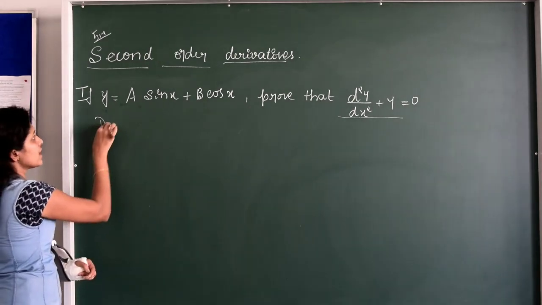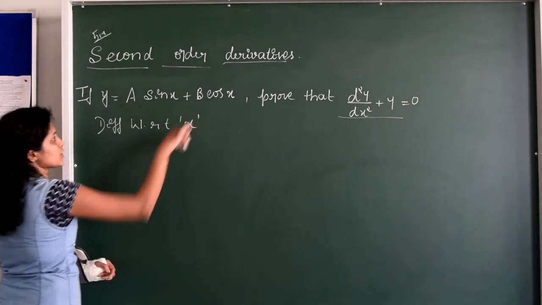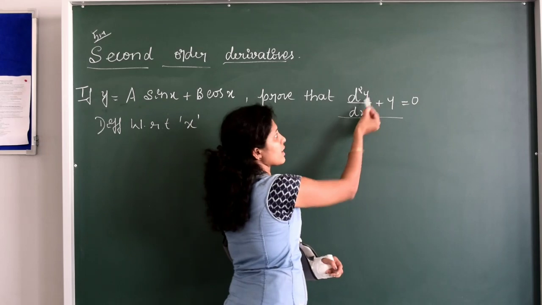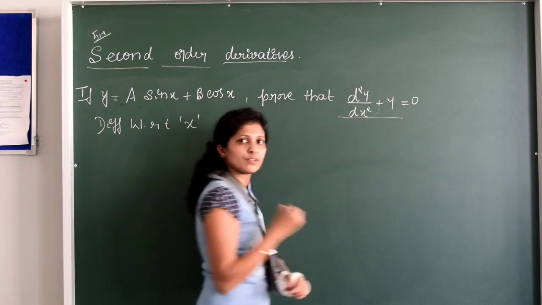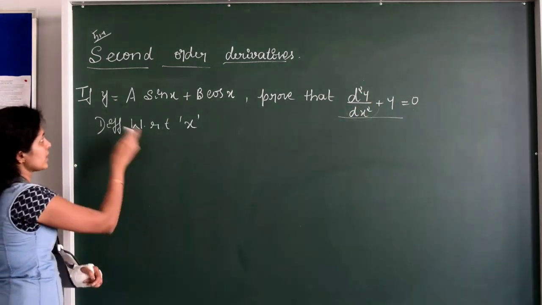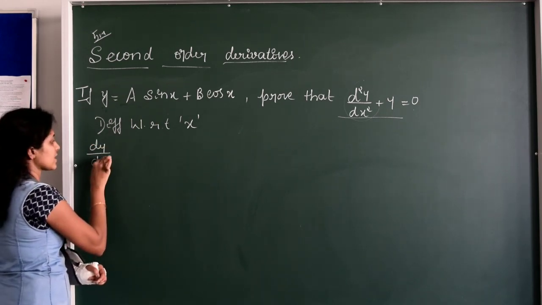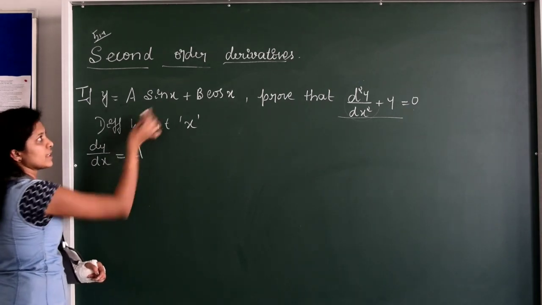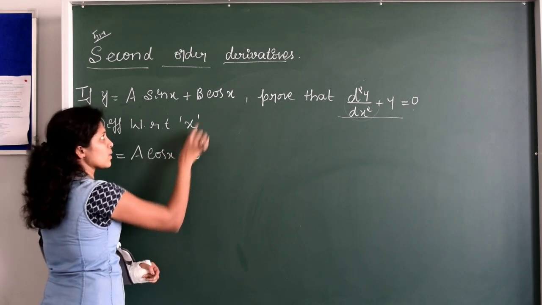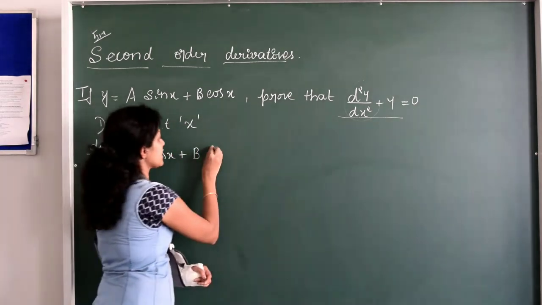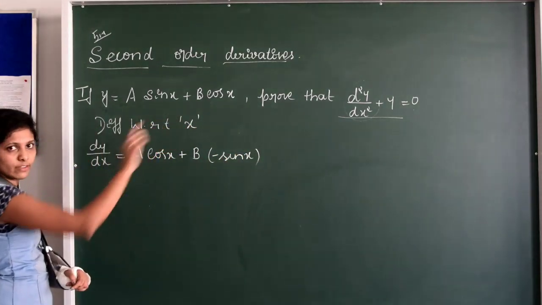Now we will differentiate this function with respect to x. Is it clear? Here you have to observe this. d square y by dx square plus y is equal to 0 you have to prove. So you have to differentiate the given function twice, right? So the derivative of y with respect to x will be dy by dx is equal to a, which is a constant, as it is. The derivative of sin x will be cos x, plus b as it is. What is the derivative of cos x? It will be minus sin x. So we got dy by dx, but we have to find d square y by dx square.